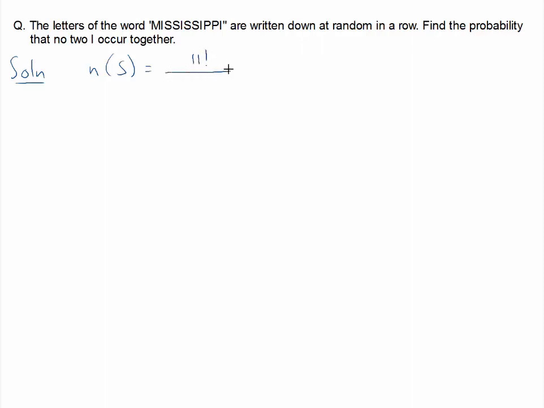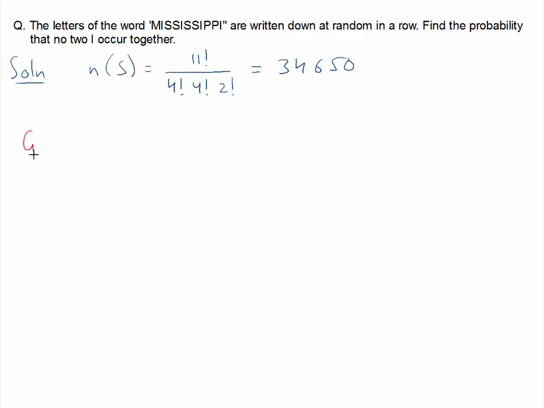11 factorial divided by the number of times I has been repeated, which is 4 times, further divided by the number of times S has been repeated, 4 times, and then P has been repeated 2 times. So we divide by their factorials. This we have already learned in basic foundation. So this would be equal to 34,650.